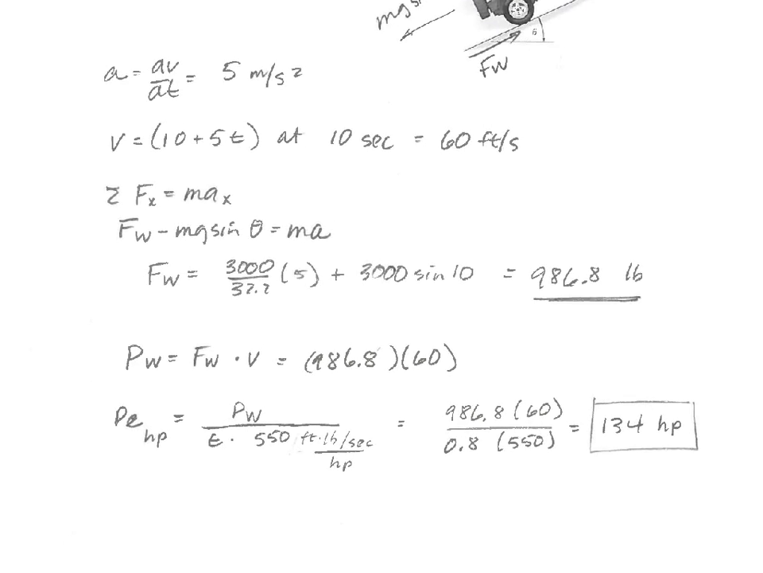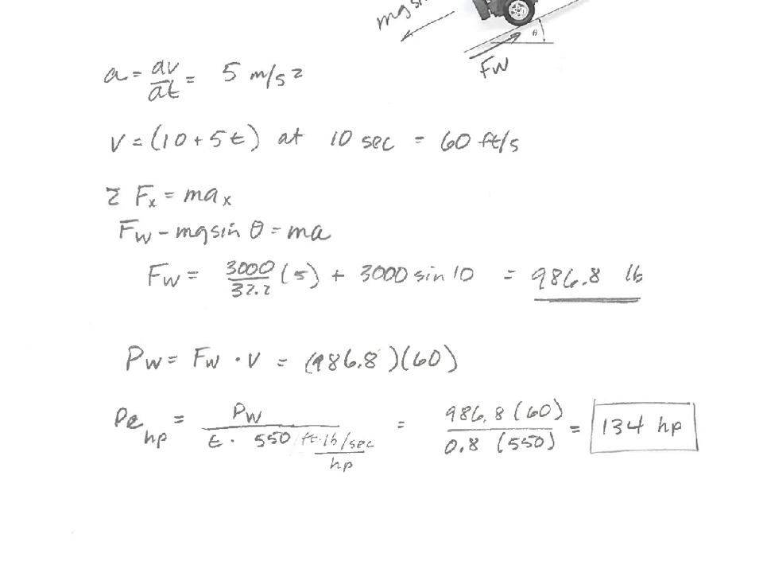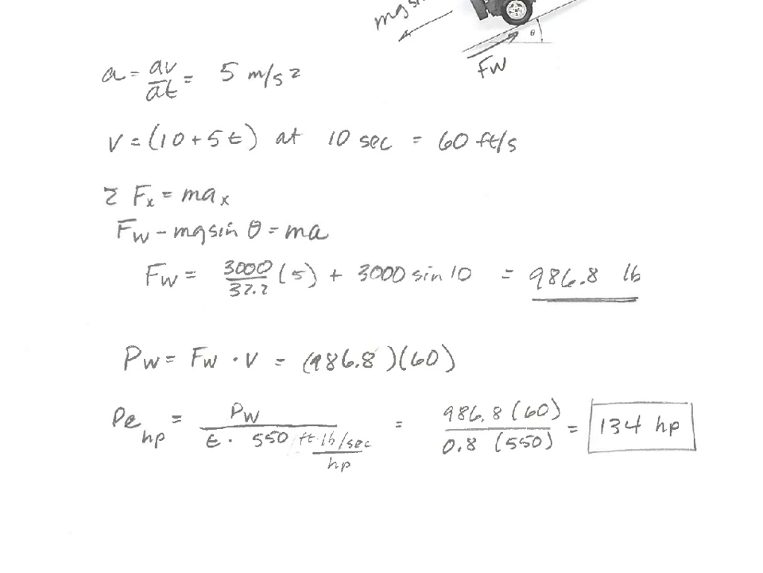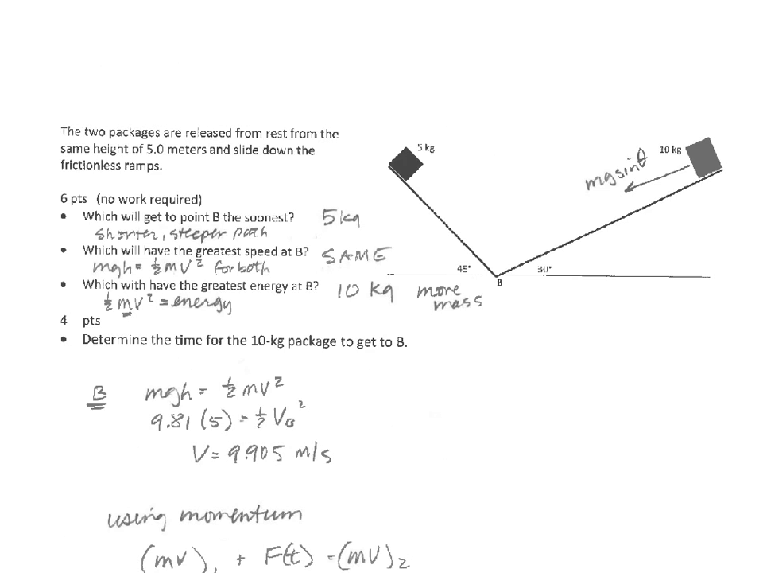Then the power is equal to force times velocity. So the power at the wheels is force times the velocity of 60 feet per second. The power at the engine is equal to the power at the wheels divided by the efficiency. And I want it expressed in terms of horsepower, so I have to divide by our conversion factor of 550 foot-pounds per second per horsepower, and I can get that is equal to.